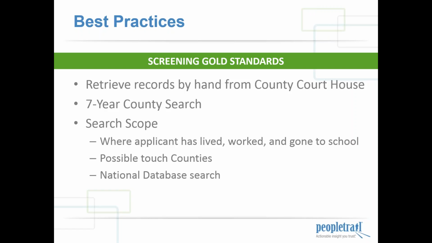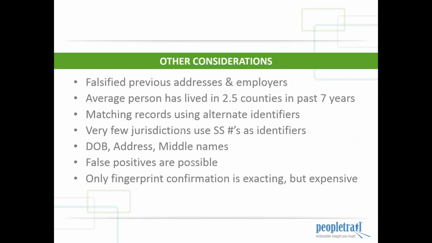So that's the recommended gold standard search, so that you may catch counties that he may have visited and committed a crime in, but maybe he didn't live, work, or go to school there. He could have been visiting and committed a crime. So that national database search is casting a broader net.